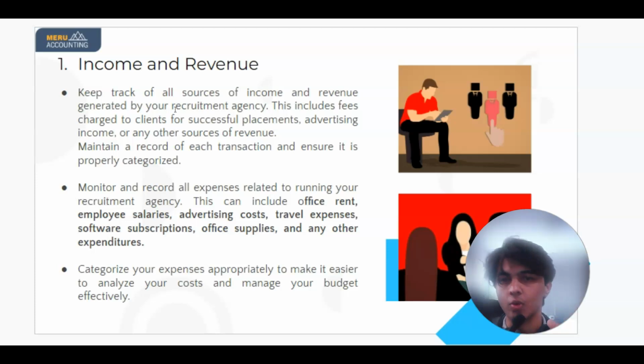Okay, and also you will need to monitor and record all the expenses related to your agency. That can include your office rent, your office salaries, your advertisement costs, your travel expenses. If you are having some subscription based software, then the cost of that subscription, and any other office supplies or any expenditure that you have been having. And also you will need to categorize all these expenses based on their categories, okay, to make it easier to analyze when it comes to the budgeting.